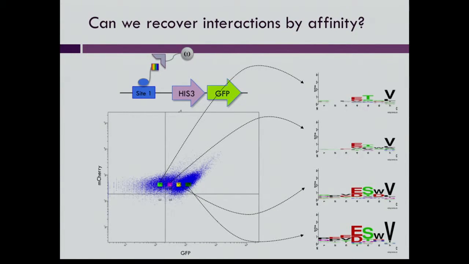But what's interesting to me is even at this very low level of GFP output, we're still seeing some hallmarks of the Urban specificity. We're still seeing the valine down here. We're seeing an acidic residue followed by a threonine or a serine. But we're recovering a bunch of diversity as well. So we think that that's interesting.